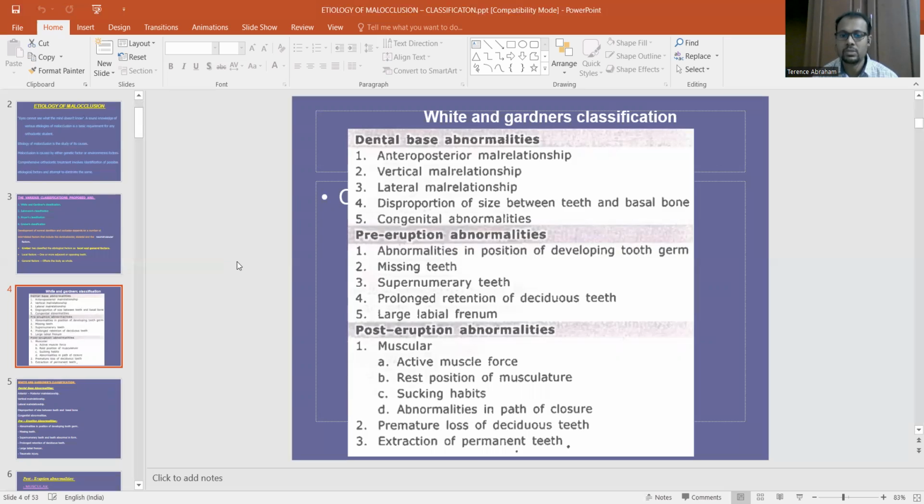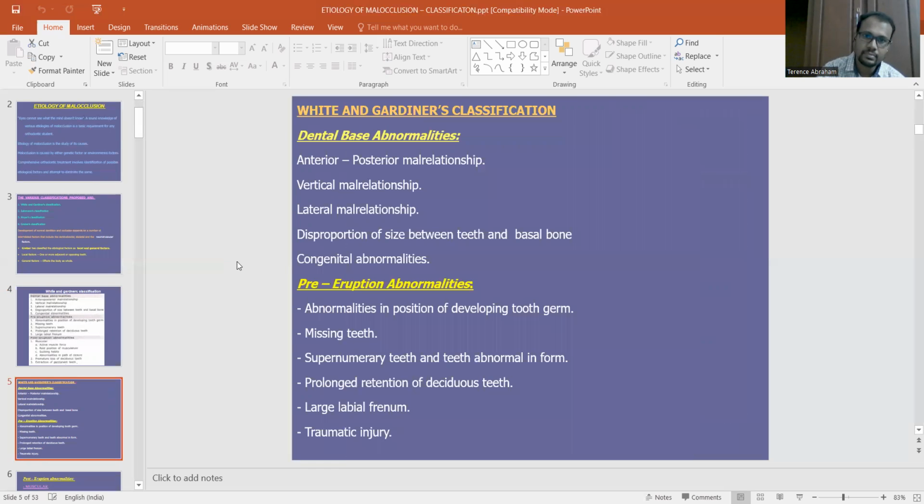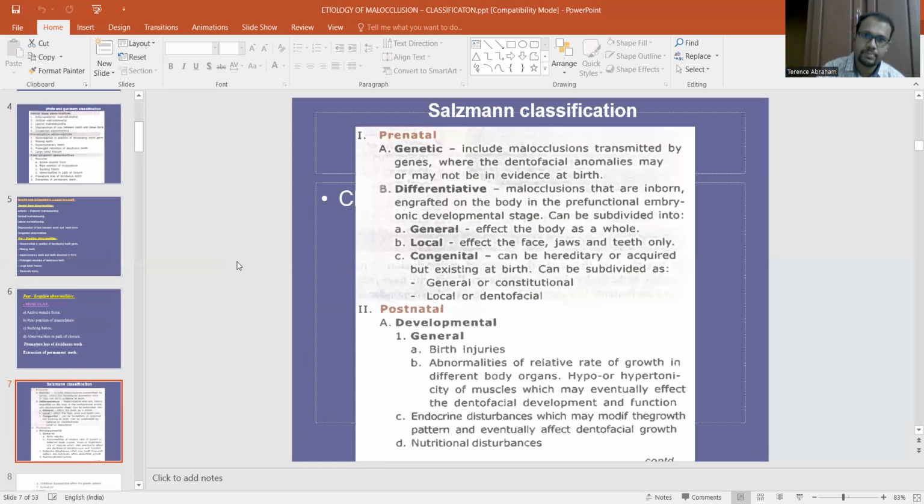Abnormal path of closure. You can see an abnormal path of closure in various malocclusions. For example, a backward path of closure you can see in class 2 division 2 patients, and in pseudo class 3 you can see a forward path of closure. Premature loss of deciduous teeth and extraction of permanent teeth can all cause localized malocclusions.